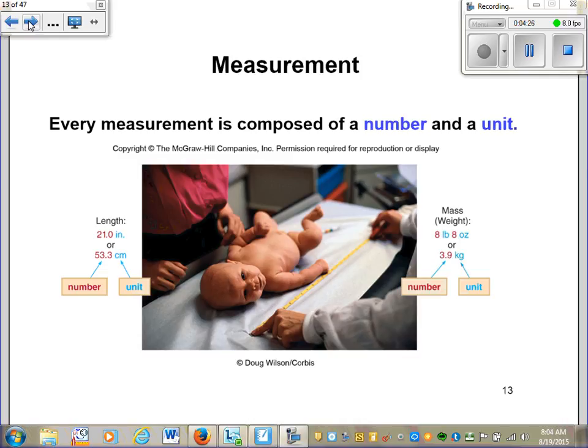You're a nurse, the doctor comes in and says, "Quick, give that patient 5 insulin." 5 what? 5 milliliters? 5 liters? Heck of a lot of insulin, but you don't know what to give without the unit. So whenever you do a measurement, you have to have a unit. It has to be the proper unit.